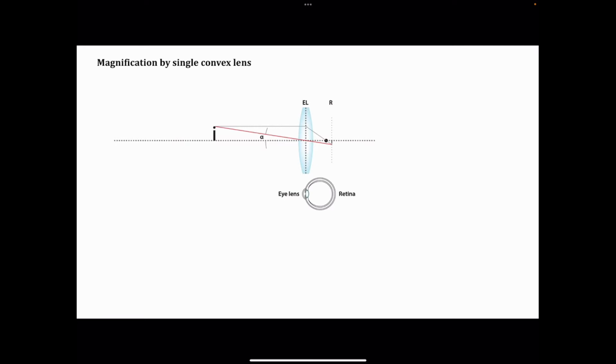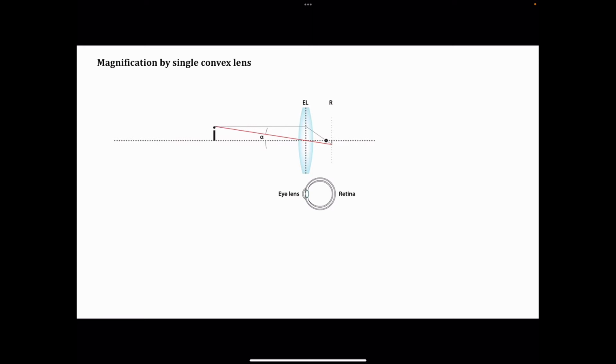Now, what happens usually is that you keep a lens in front of your eyes and you are trying to see something. In the upper illustration, you can see your eyes are there and there is an angle subtended by the object, which is basically determining the size of the image formed by the lens onto your retina.